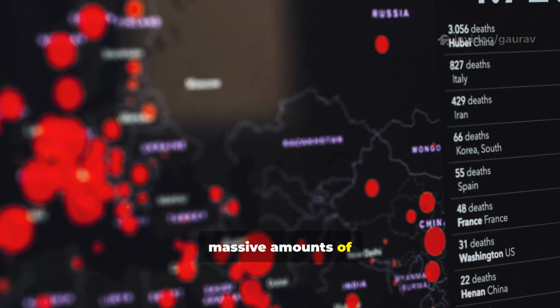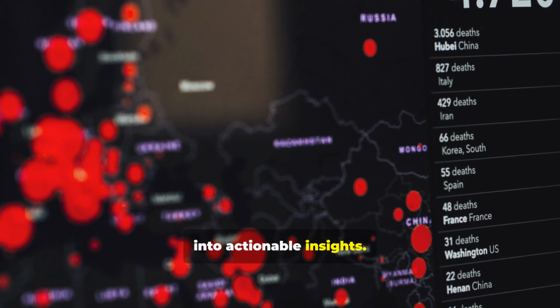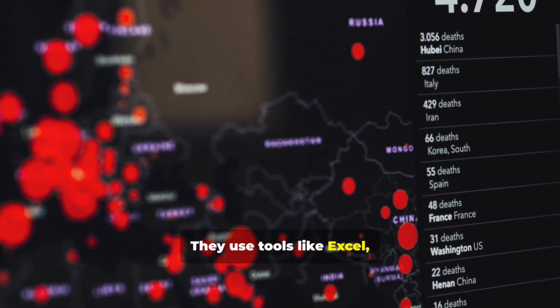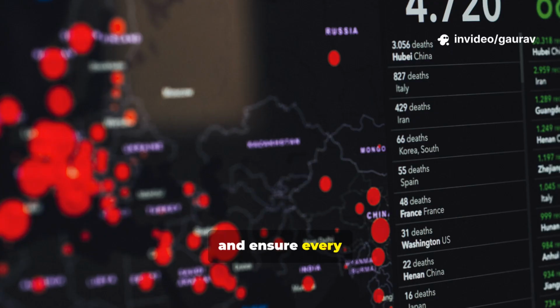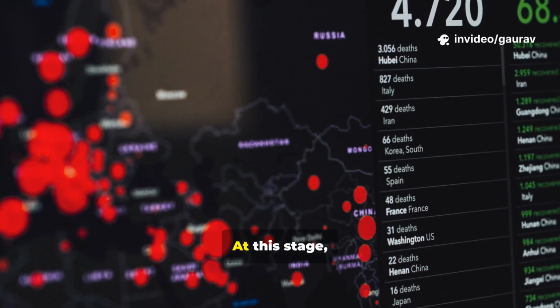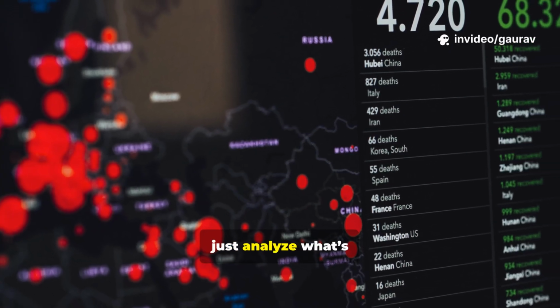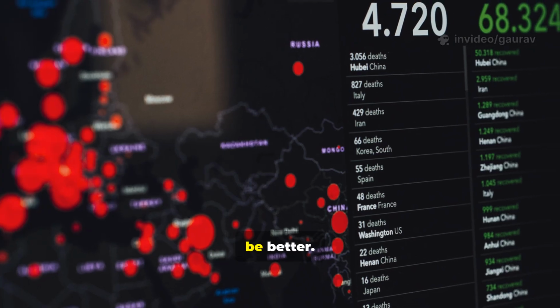Consultants take massive amounts of data and simplify it into actionable insights. They use tools like Excel, Power BI, or Tableau to visualize findings and ensure every conclusion is backed by evidence. At this stage, consultants don't just analyze what's wrong, they start shaping what could be better.